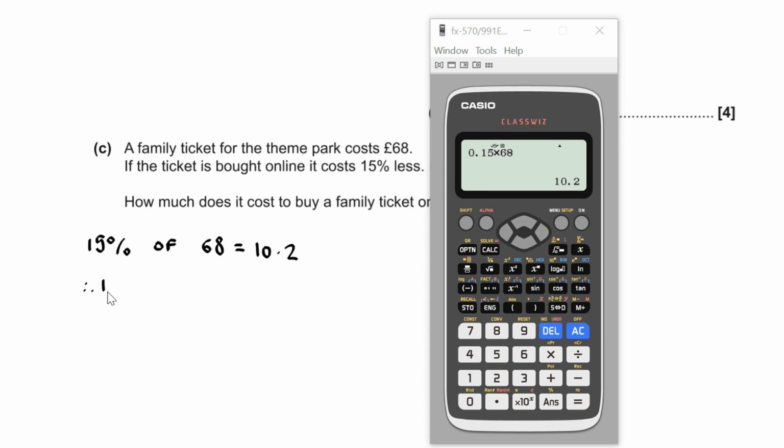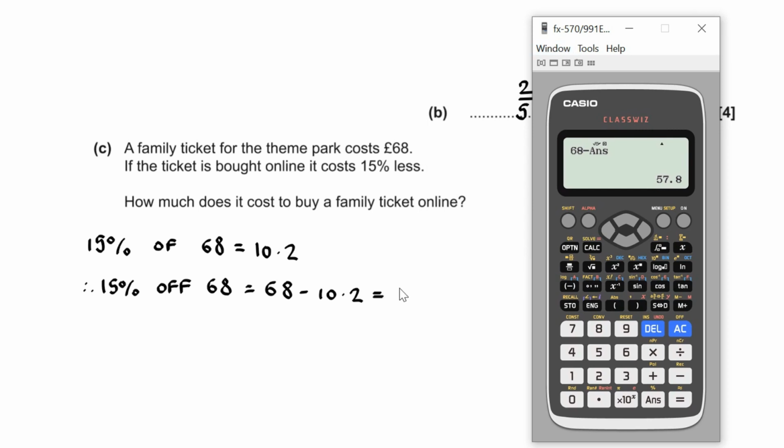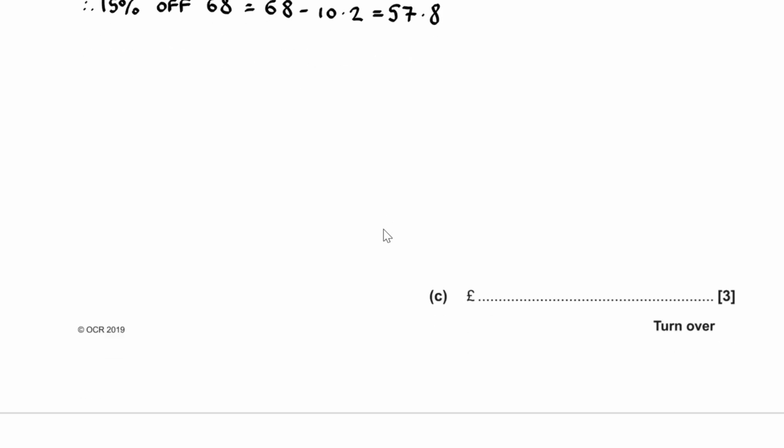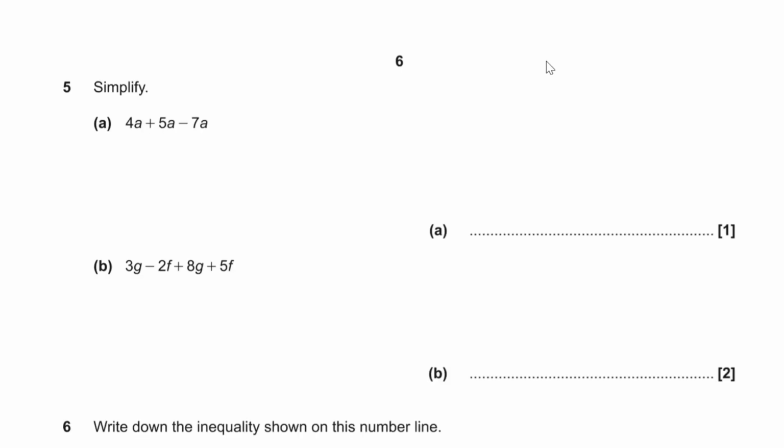And therefore, 15% off 68 will equal 68 take away 10.2. So we do 68 take away this, which is 57.8. So we've got 57.8. So therefore, a family ticket purchased online will cost £57.80.